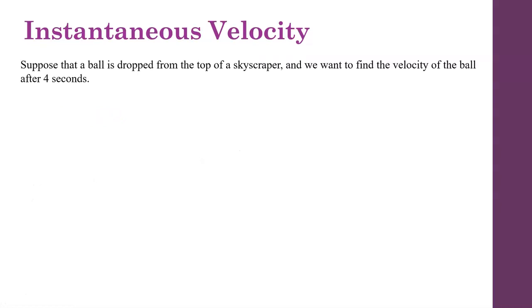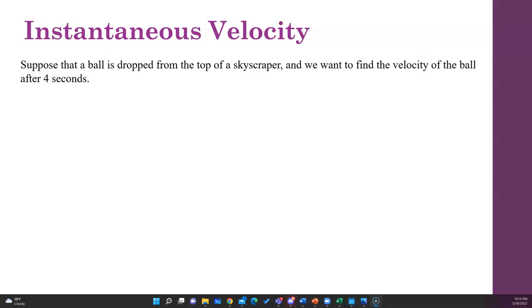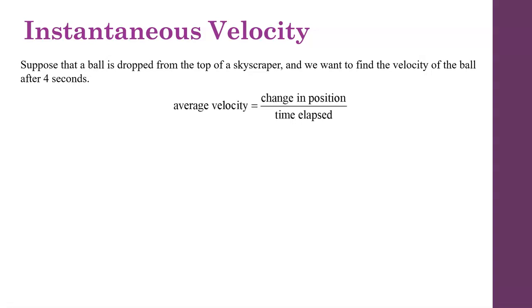Now, in a particular instance, what happens if I drop a ball from the top of a skyscraper and we want to find the velocity after 4 seconds? What we mean is what the velocity is exactly after 4 seconds. Now, we can find the velocity over a length of time, the average velocity. The average velocity is found by taking the distance the object has traveled, the change in its position, divided by how long it took to travel that distance, the time elapsed.